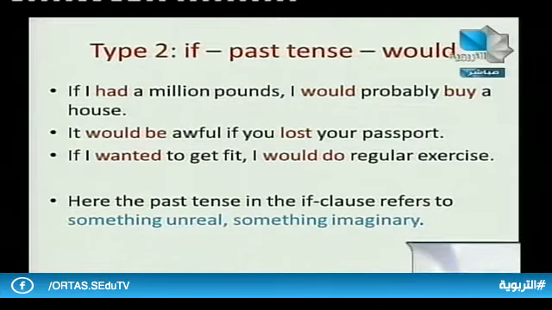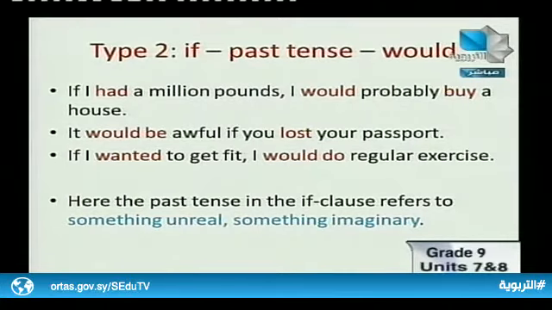That's why we call them second conditionals. We can call type 1 first conditionals, and type 2 second conditionals. According to the tense of the verb, the verb in the if clause must be in the second form, in the past simple, and the verb in the result clause must be conditional, with would. And as we said, it's talking about something not real.